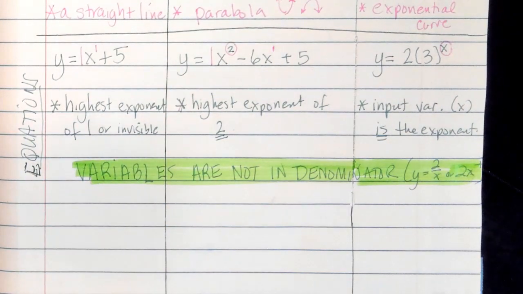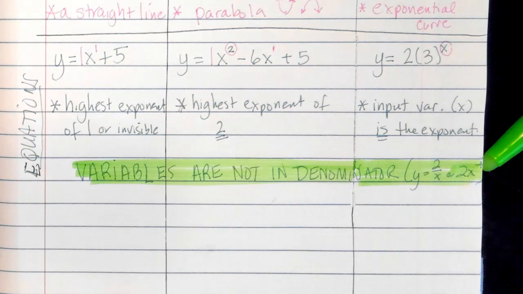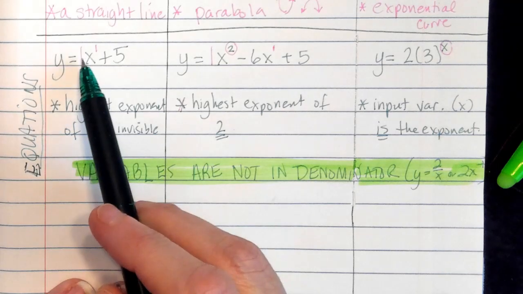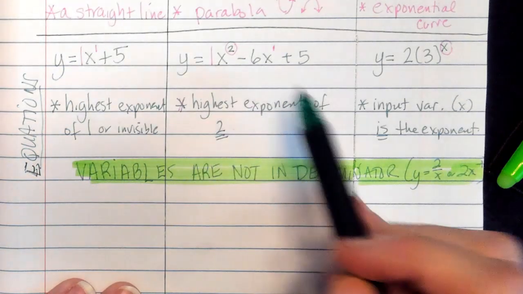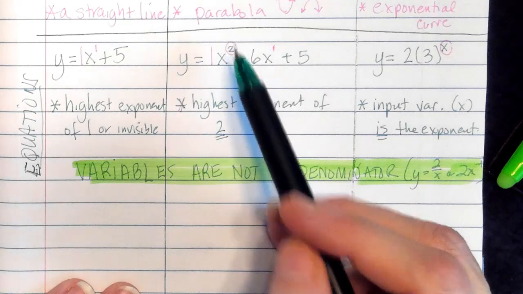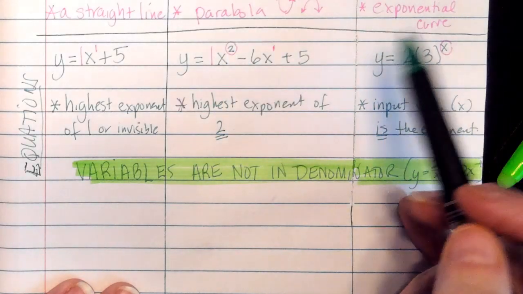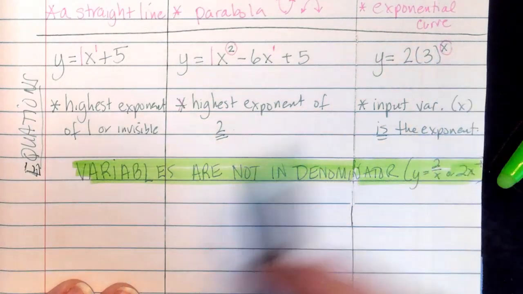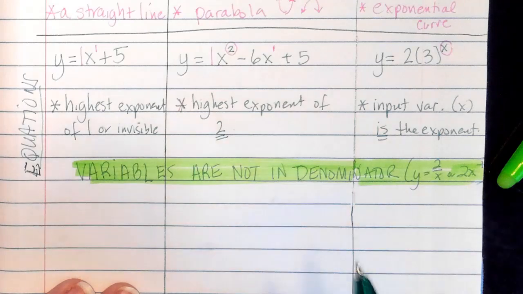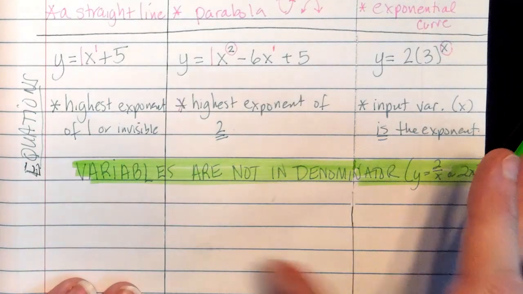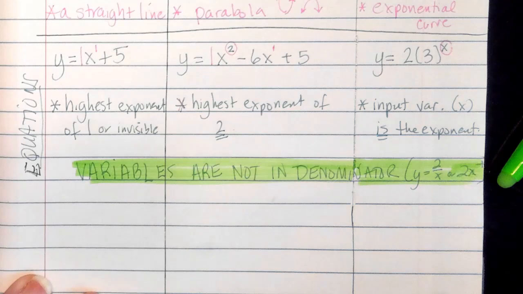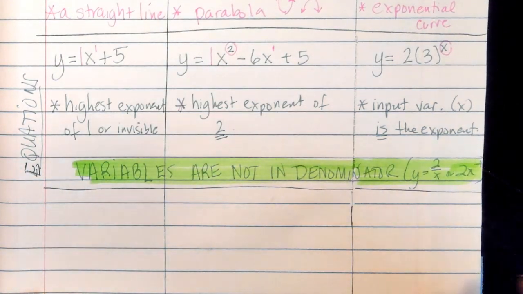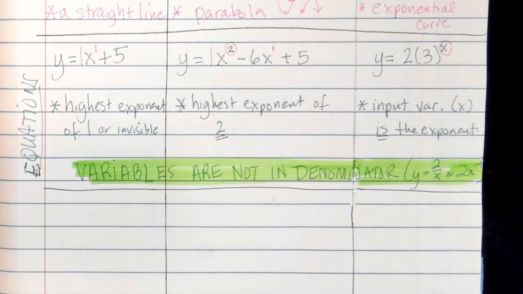Okay. All right. So again, a recap. When we have a linear function, our highest exponent is going to be 1 or invisible. When we have a quadratic function, our highest exponent is going to be 2. And if we have an exponential function, our exponent is going to be a variable. And we are never going to have a variable in the denominator for any of these function families. Now, this does not mean we will never, just not for these function families. Okay? Let's draw another separator line, and we will talk about the last way that we look at these three functions, which is in a table.